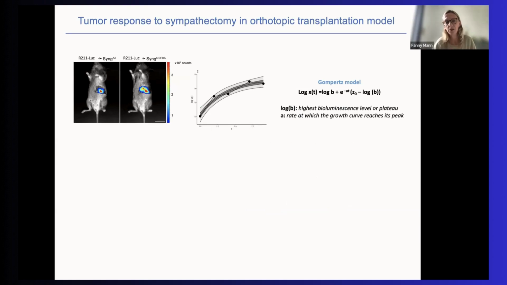We followed the growth of the tumor by bioluminescence imaging, and we fed the data to a mathematical Gompertz model, from which we estimated two main parameters. The first parameter is log B, which corresponds to the logarithm of the highest bioluminescence level. In other words, it's the plateau reached by the curve. And the second parameter of this Gompertz model is A, which represents the rate at which the growth curve reaches its maximum.